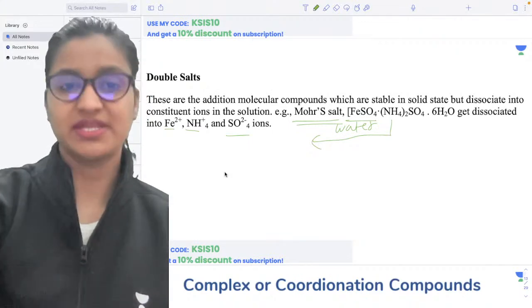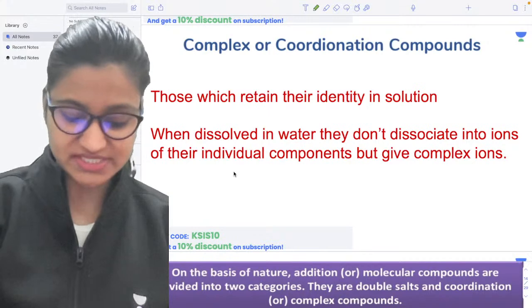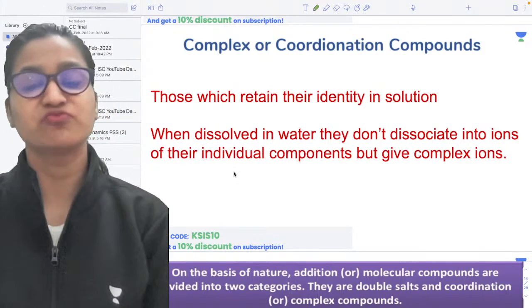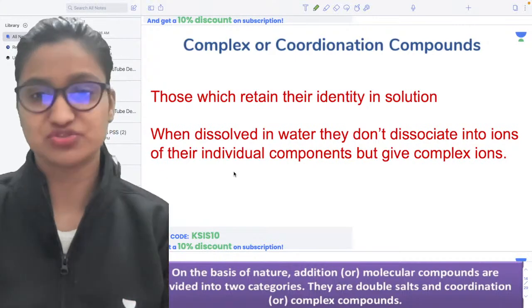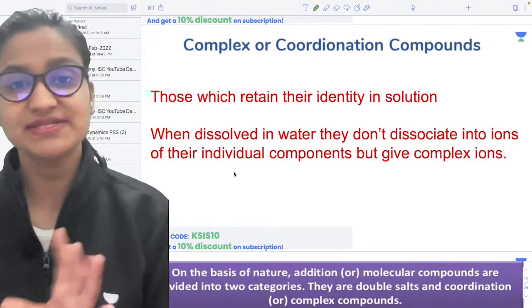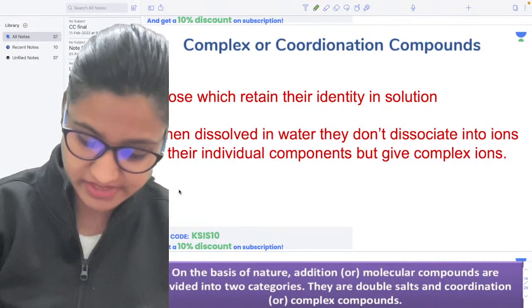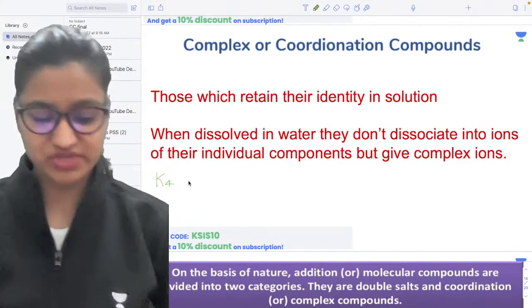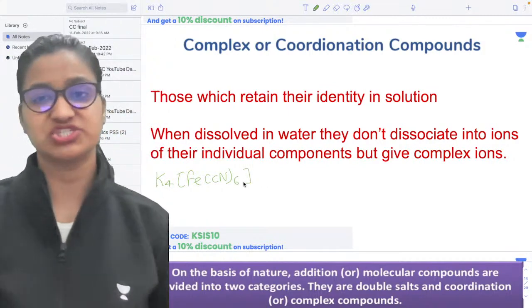Now let's talk about complex or coordination compounds, right? In a complex or coordination compound, when you dissolve it in water, I'm not saying that it does not get dissociated. It gets dissociated, but not into the individual constituent ions. Are you getting the difference? I'll let you know later why coordination compounds are written like this, and we'll do everything. Right now just understand K4[Fe(CN)6]. Okay, this is your coordination compound. That's how you write them.